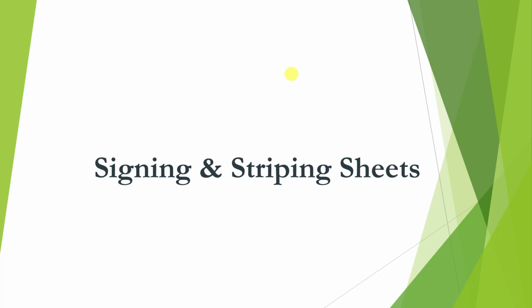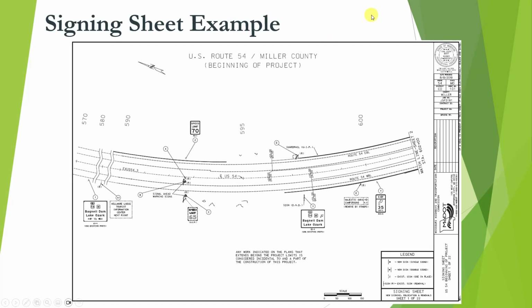This video is going to cover the signing and striping sheets in accordance with the plans reading class. Here's an example of a signing sheet. You can see that we have signs out here on this sheet. This is an actual sheet that's been used.